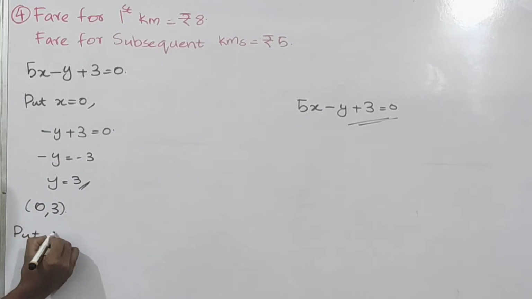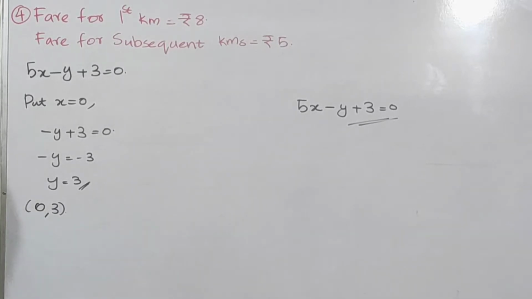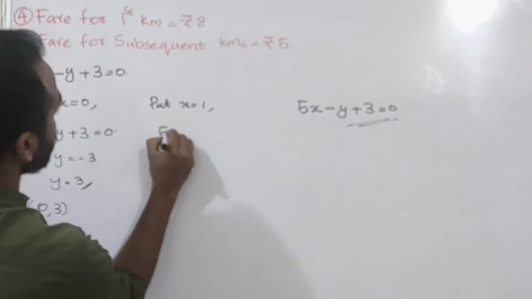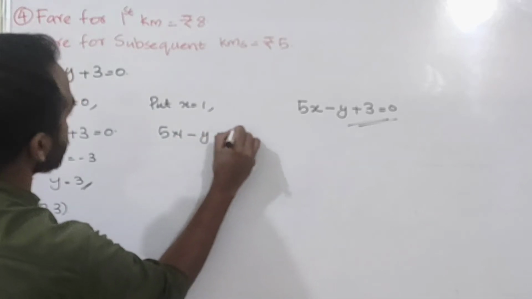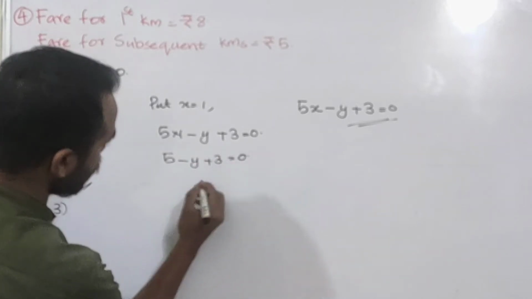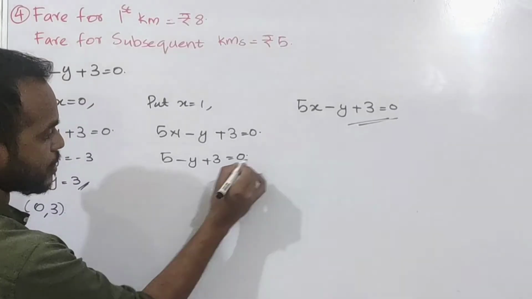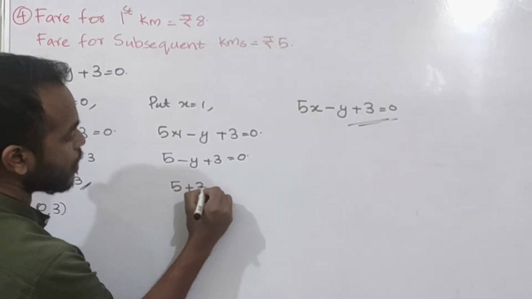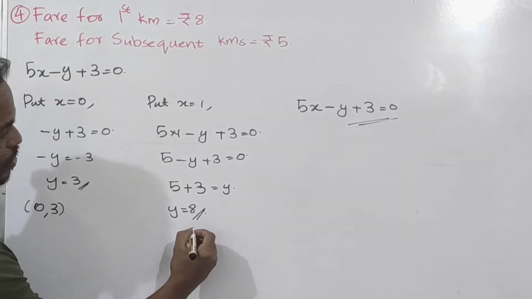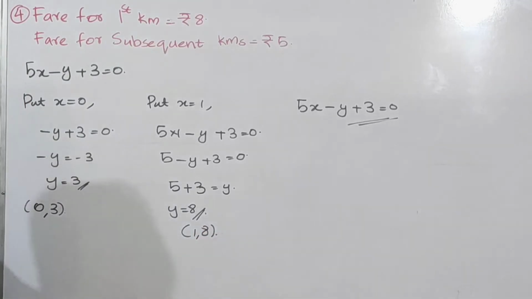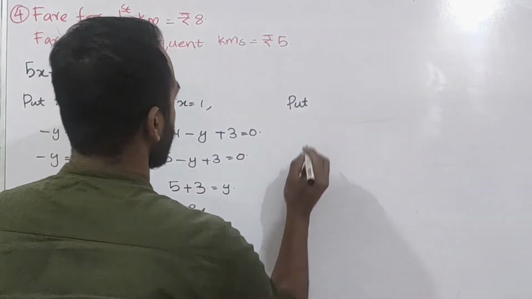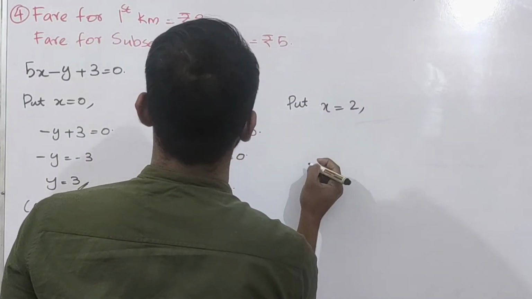Now put x is equal to 1. So let's see what happens when x is equal to 1. Put x is equal to 1, means 5 into 1 minus y plus 3 is equal to 0. So this will be 5 minus y plus 3 is equal to 0. Or we can take y to the other side. So this will be 5 plus 3 is equal to y, or y is equal to 8. Now the second solution will be 1, 8. Now the third solution can be found. At least find 4 solutions. Then the graph will be somewhat okay. So x is equal to 2.